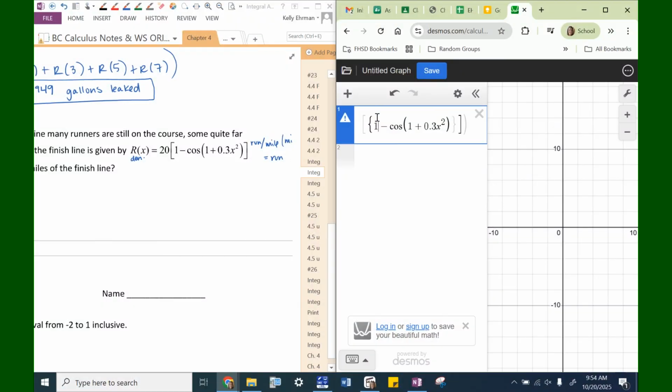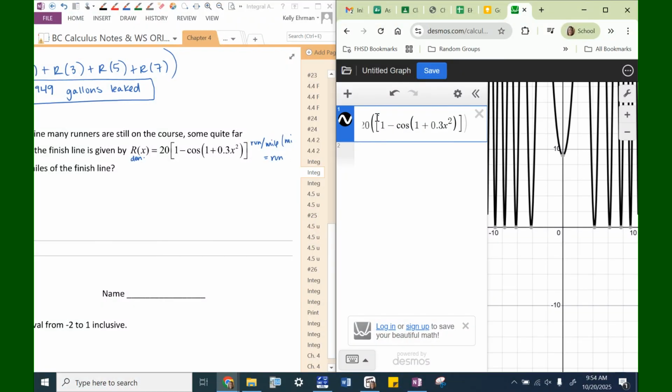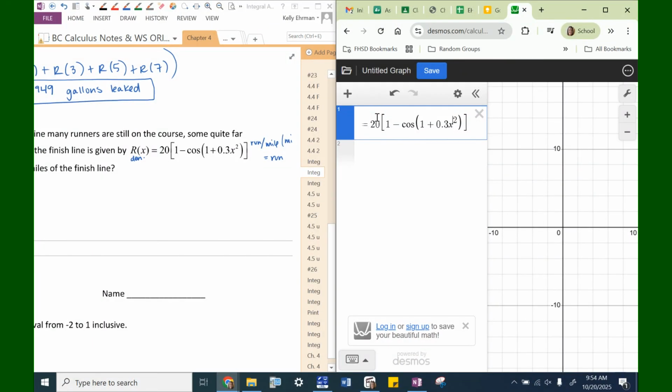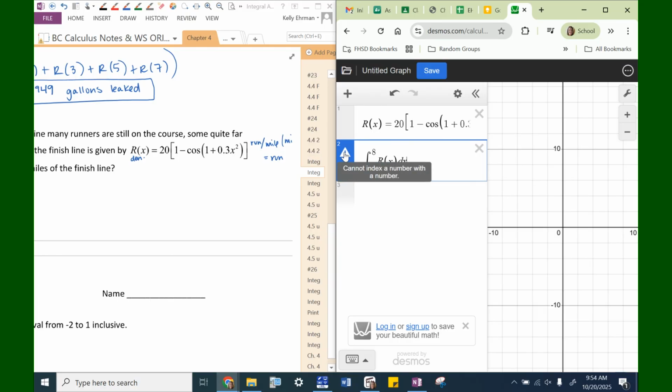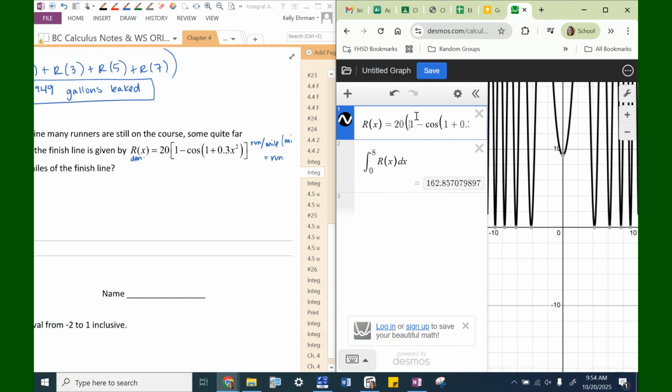Okay, so if I take this out and do that, see how the graph went away? It didn't like this. And then when I try to do the integral from 0 to 8 of r of x dx, it's like, no. Now the reason is not super clear. Cannot index a number with a number. I think there's some sort of domain feature or something for Desmos. So just use parentheses and everything works out fine.